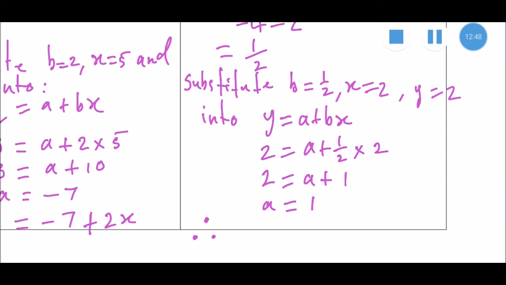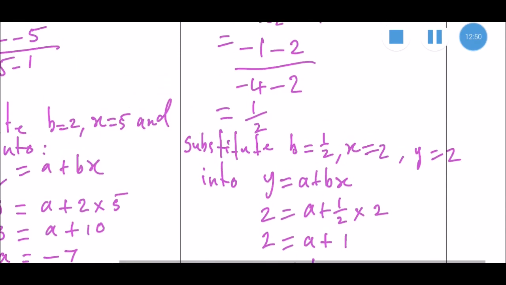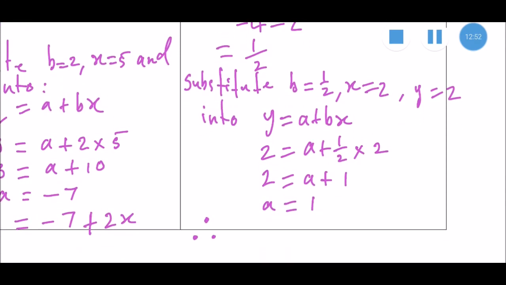Now all we do is substitute a equals 1 and b equals a half into y equals a plus bx, the general form of a linear equation, and we get y equals 1 plus a half x. Boom.